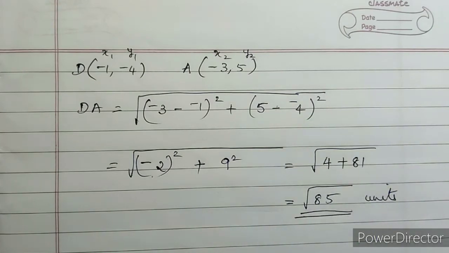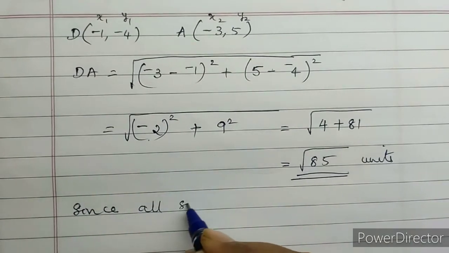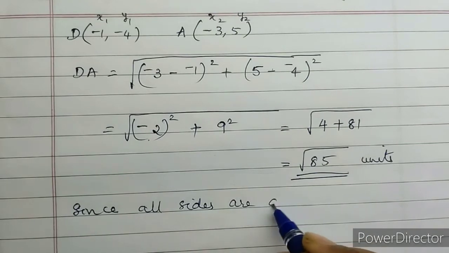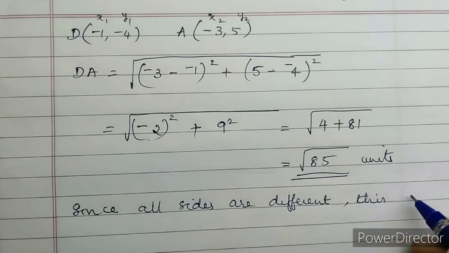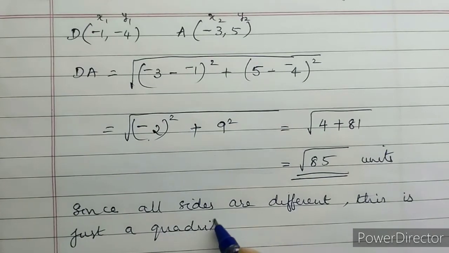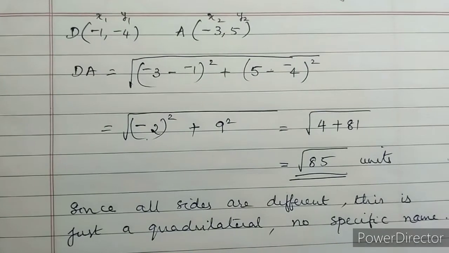So what happened now? All the four sides are different. So what type of quadrilateral is it? There is no specific name for this quadrilateral. It is just a quadrilateral. So conclusion you should write. Since all sides are different, this is just a quadrilateral. No specific name. So that conclusion you should write.